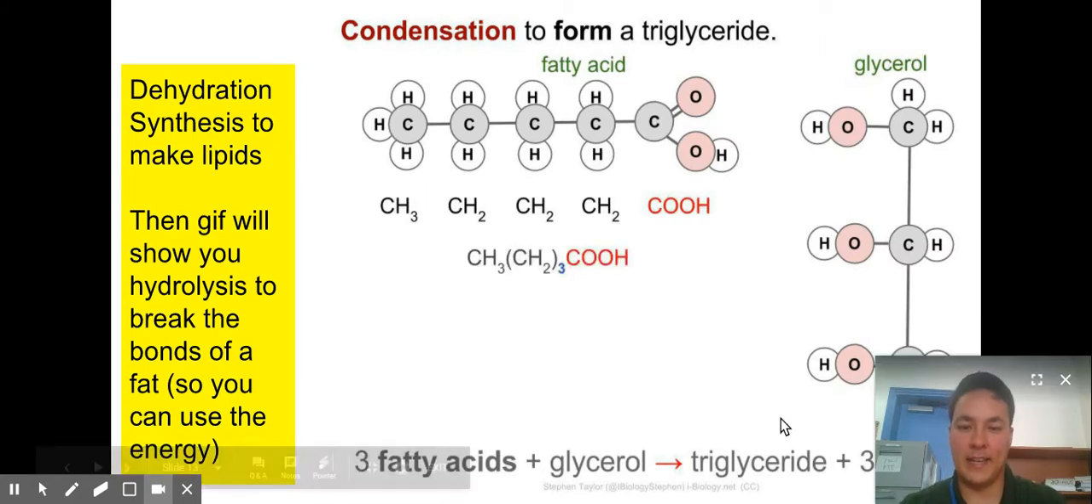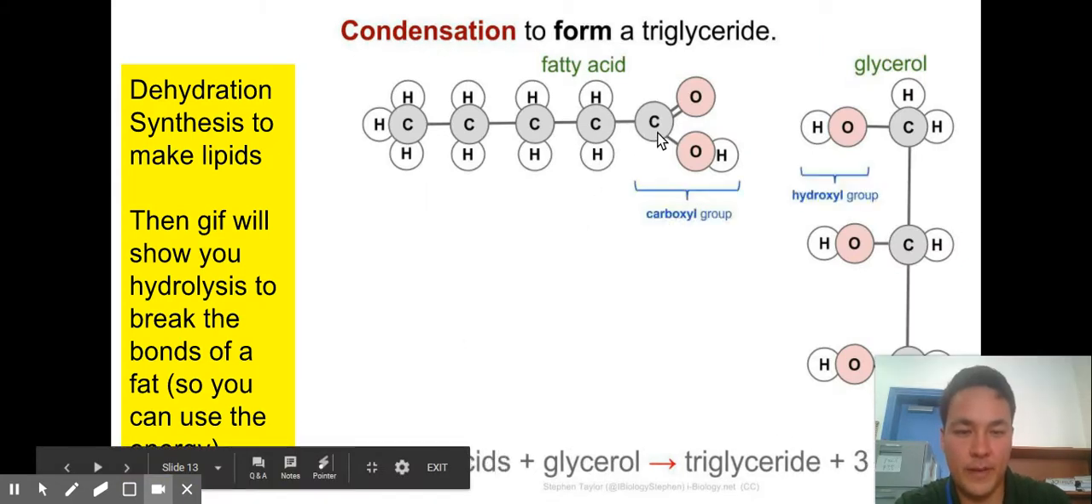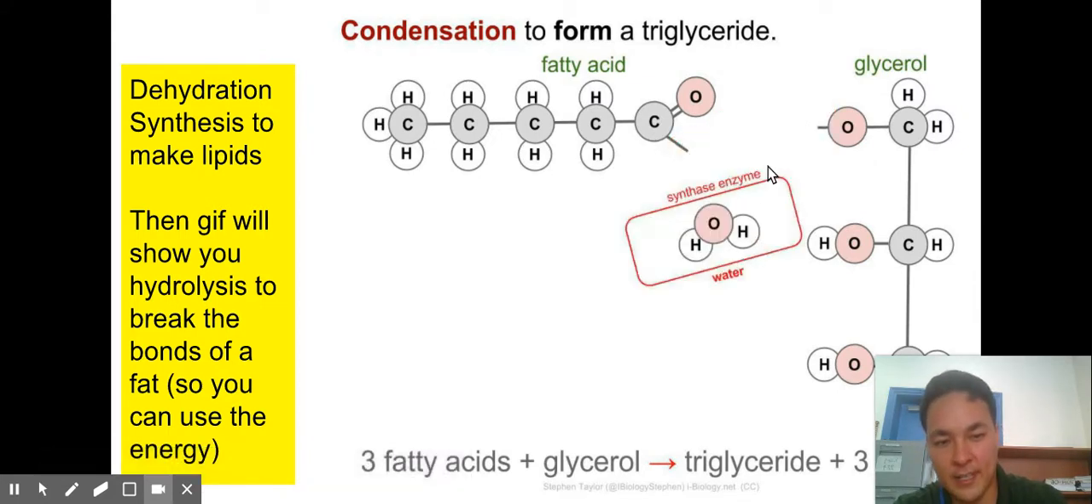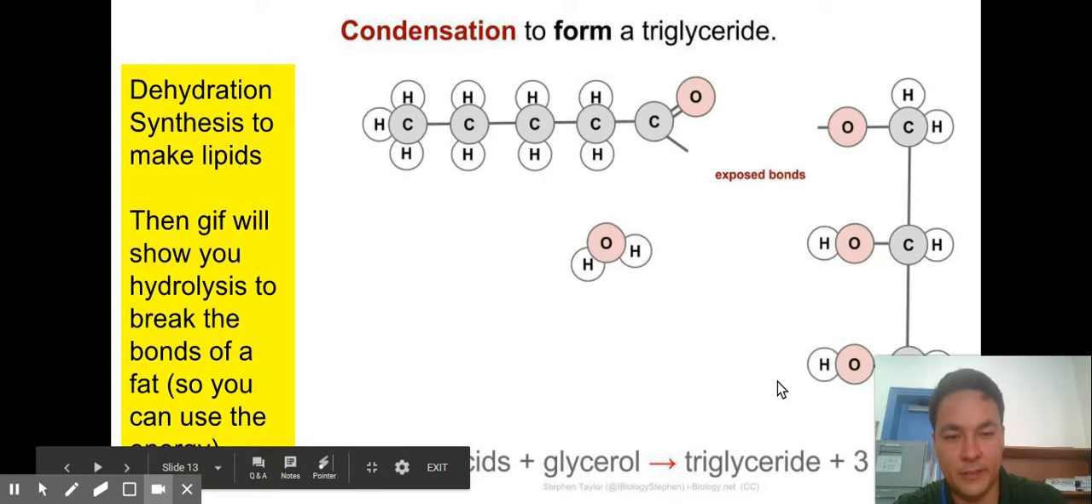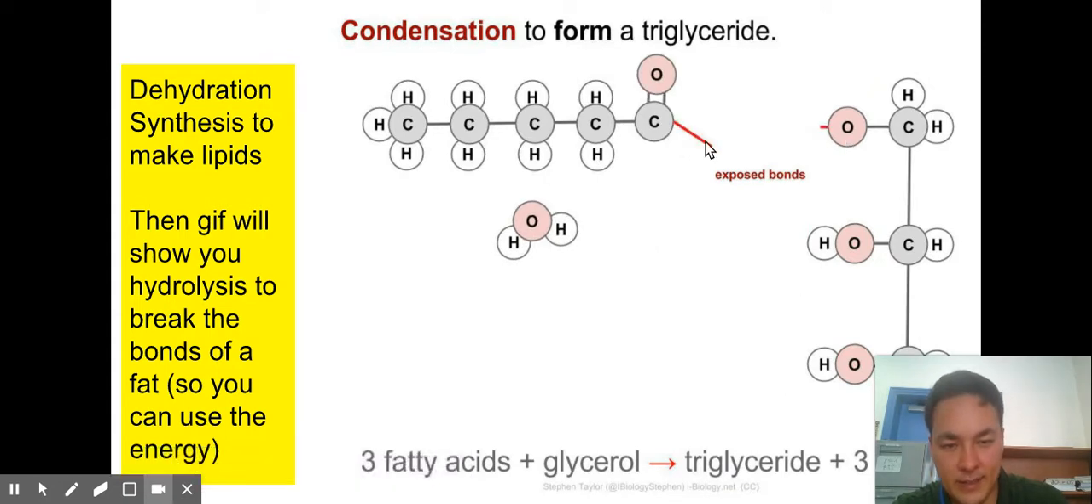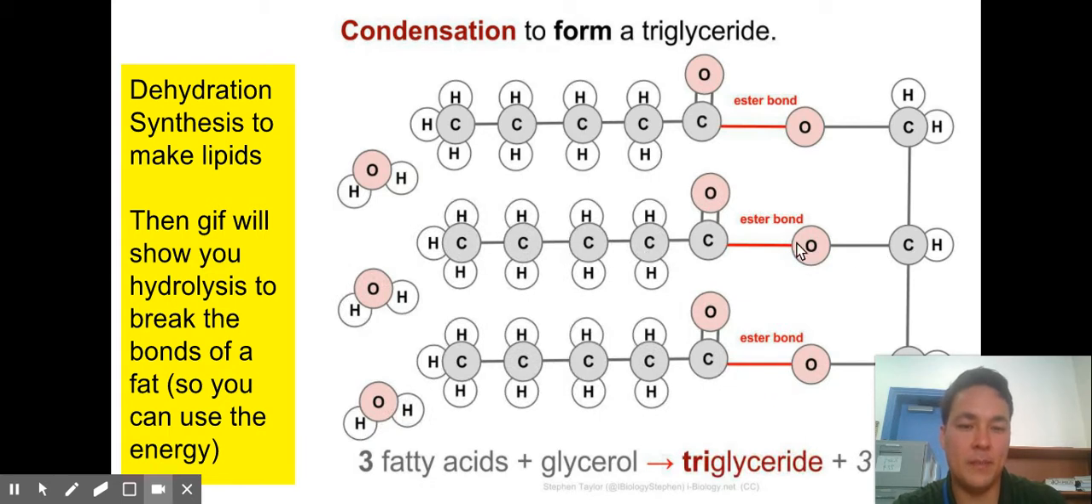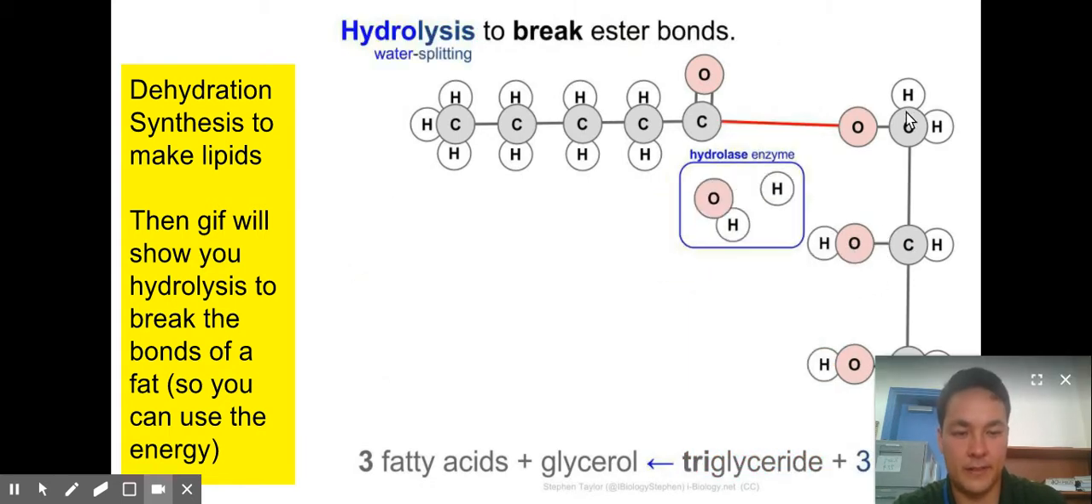All right, here comes an animation showing dehydration synthesis. It's going to use an enzyme. Here comes the water molecule out, and these guys are going to get combined. That's how the fatty acids are made to put onto the glycerol molecule.